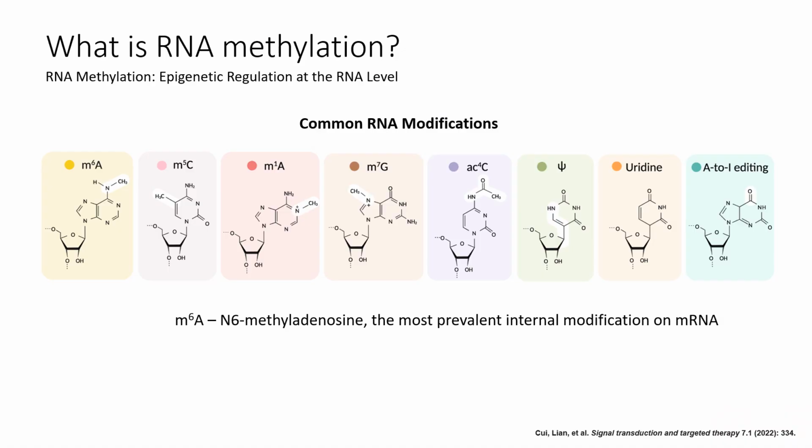Let's begin with RNA methylation. RNA methylation is an important layer of post-transcriptional gene regulation, also called epigenetic regulation. Among the many known chemical modifications on RNA, N6-methyladenosine, or M6A, is the most abundant internal modification in eukaryotic messenger RNA.